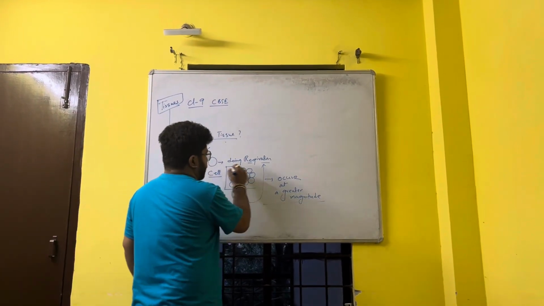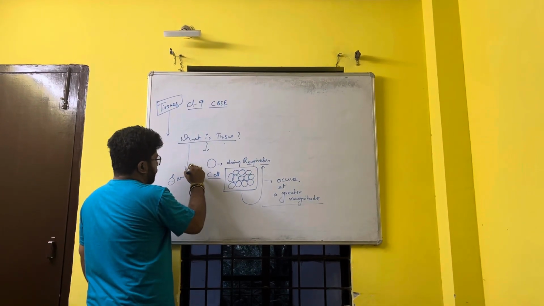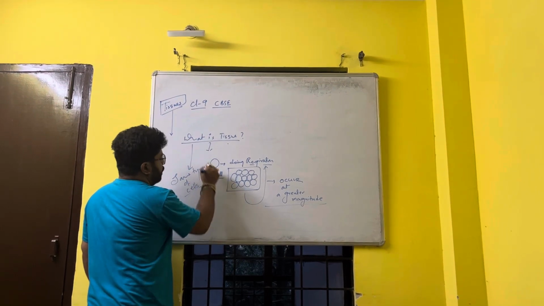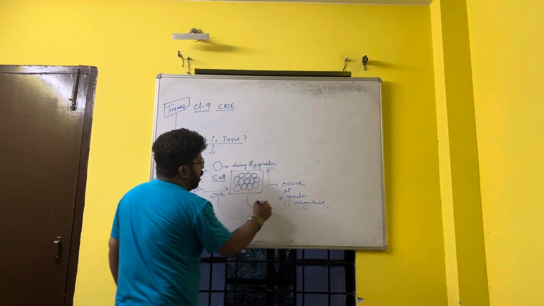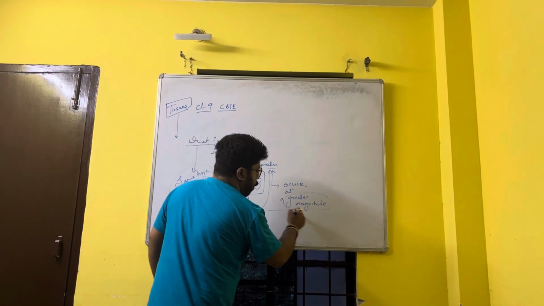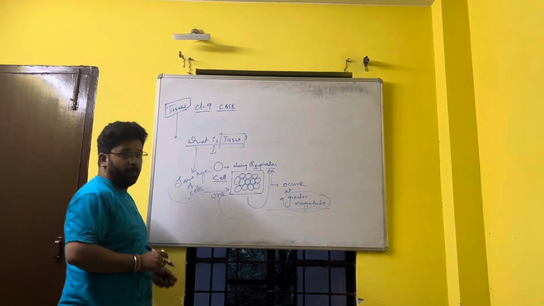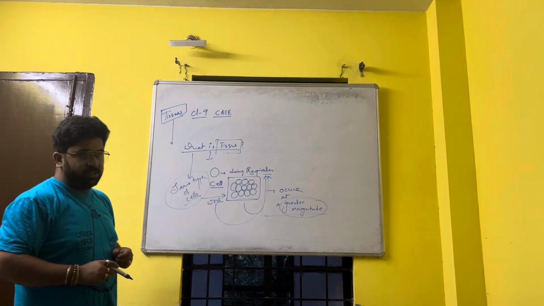Such a type of structure, when same type of cells work together to perform a biological function on a greater magnitude, is known as tissue. Clear? So this is what tissue is.